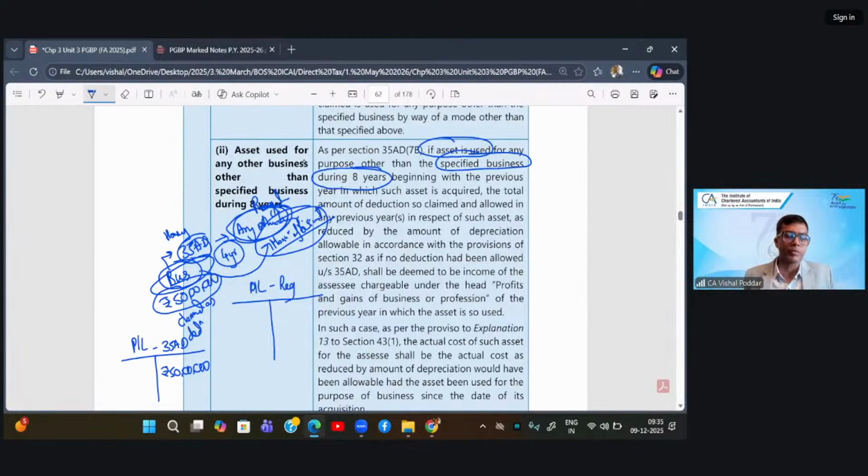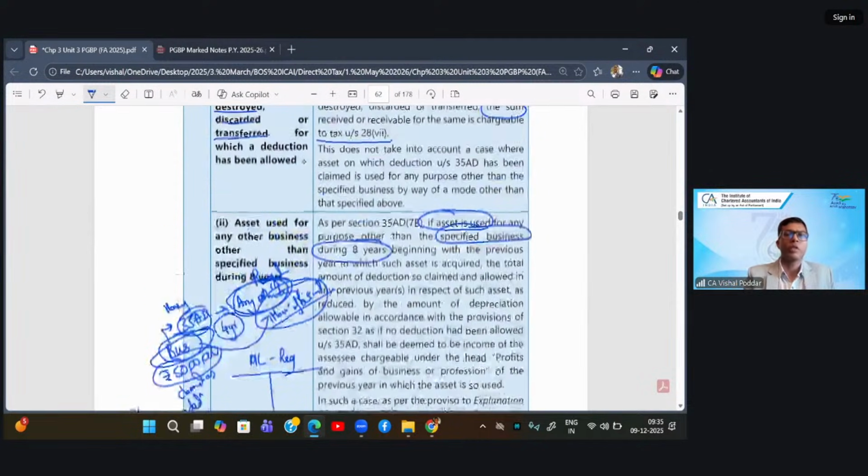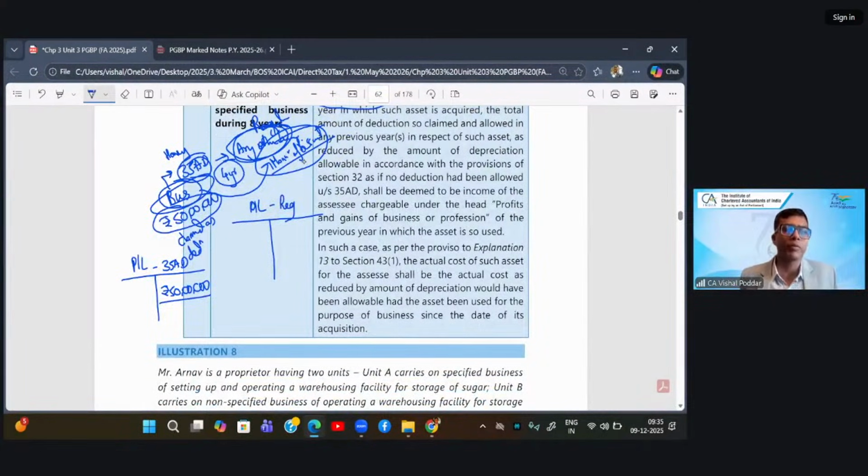Just assume this. So since I have sold, following the above point, which we studied here, that whenever you sell, you treat it as business income. So here, I'm shifting from one business to another. So just in your mind, you assume that you are selling from this to another. So since you are selling in your 35AD business, you will treat this entire 50 lakhs, which was the cost, as your PGBP income.